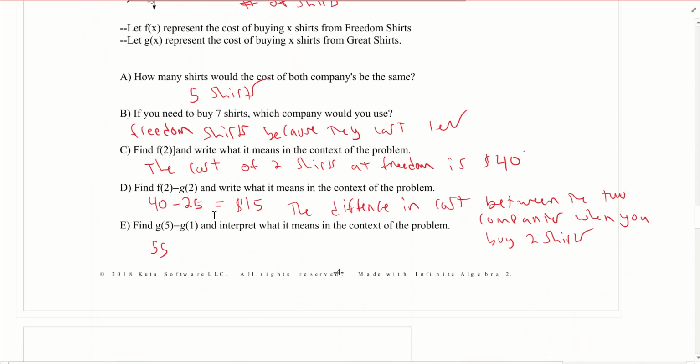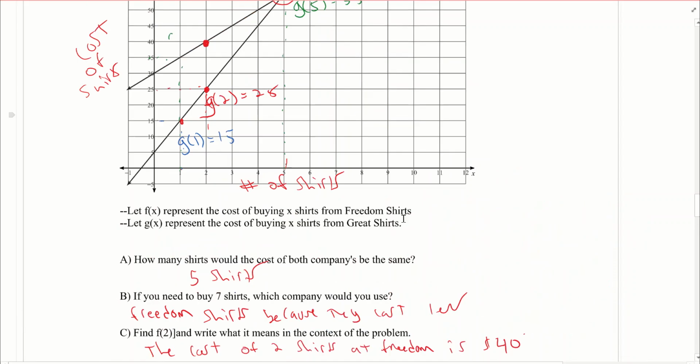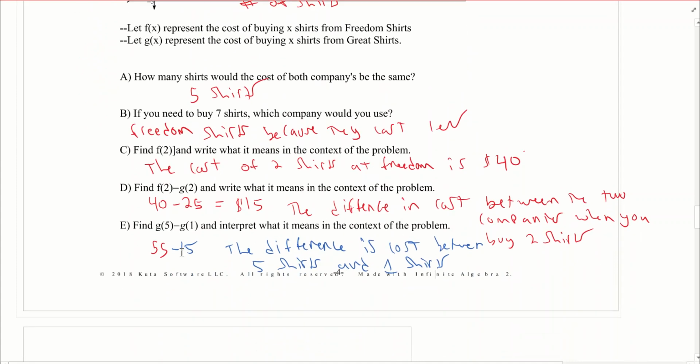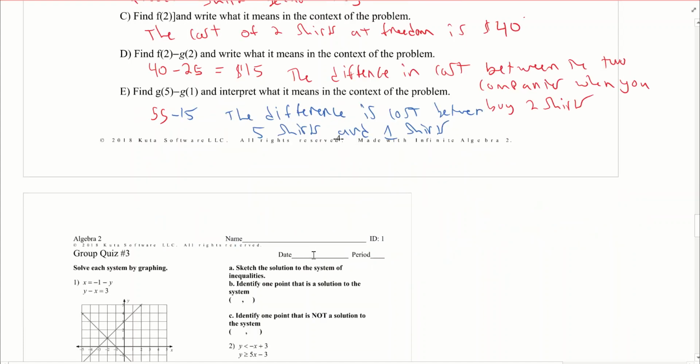5 shirts cost $55. What we're finding is the difference in cost between 5 shirts and 1 shirt. Another way of putting that is how much more does it cost to buy 5 shirts from Great Shirts than it does to buy 1 shirt from Great Shirts? What's the difference in cost between those two?